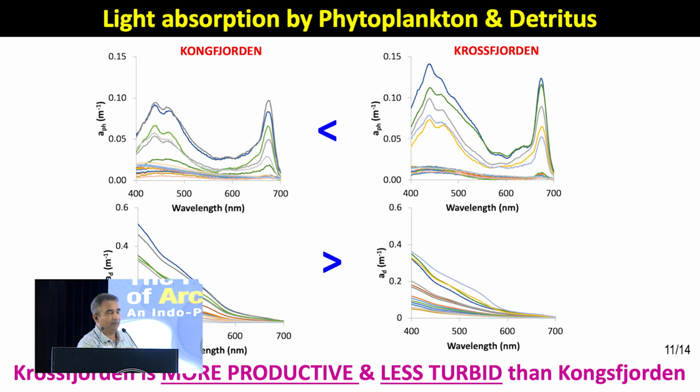This is one of the pictures where we show the light absorption spectra. You can see Kongsfjorden is on the left side and Krossfjorden is on the right side. The light absorption, that means the amount of light absorbed by the phytoplankton, is much lesser in Kongsfjorden, and the turbidity is much higher. So that means the productivity is vice versa in these two fjords.